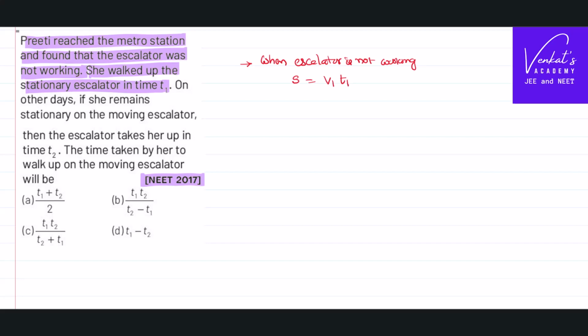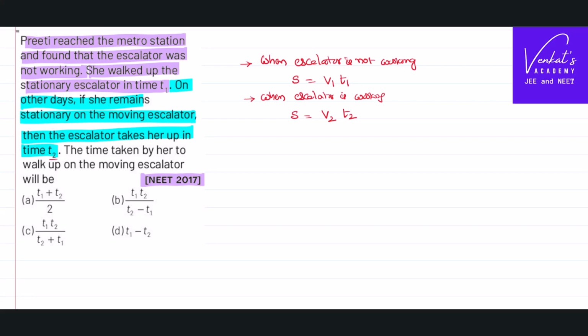Now let's have a second part of the problem. On other days, if she remains stationary on a moving escalator, that means on this day the escalator is working. The escalator takes her up in a time t2. Now, the second time she is not making the effort, but the escalator is doing its job. Earlier it was not working, but today it is working. Still, she has to go to the same destination, so her displacement is the same, but this time it goes with a different velocity. And the time is also different. It is given that the time is t2.